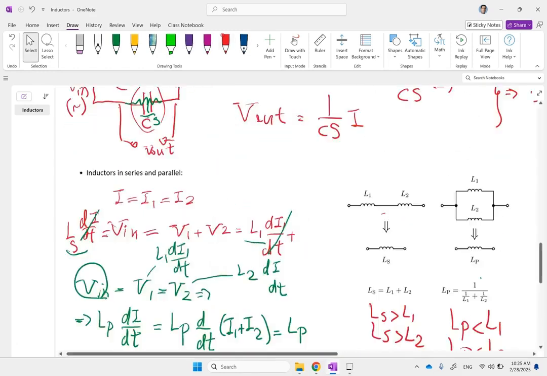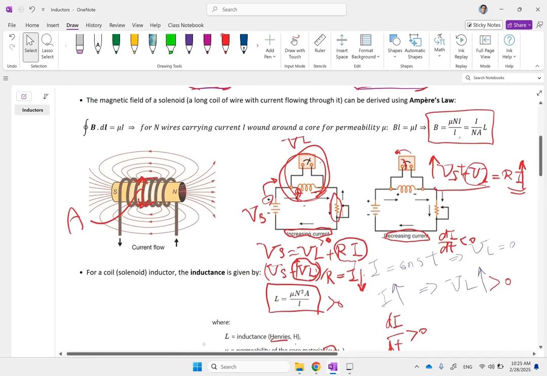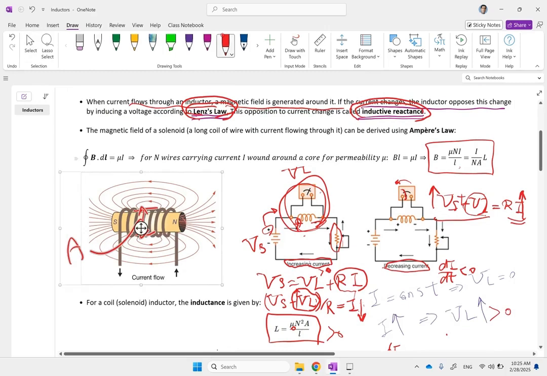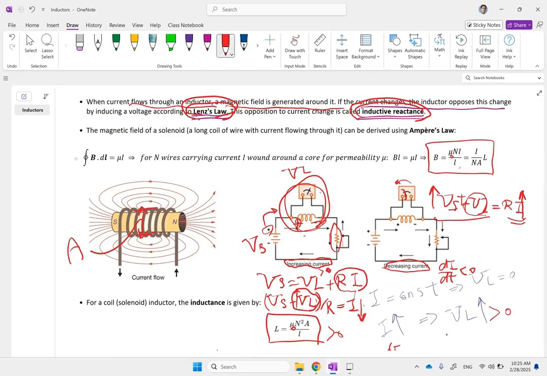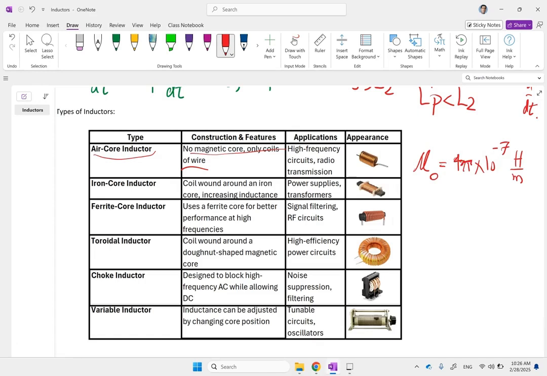Remember here that we had some mu, right? This mu is for a metal. If it's just air, the only thing we have is just mu naught. When you look at this formula, this mu should be mu naught. If you look at their magnetic field, there should also be B equal mu naught Ni over L. And the number for it is 4 pi 10 to the negative 7 henries per meter. So this is for the ones that have air inside them, nothing inside.